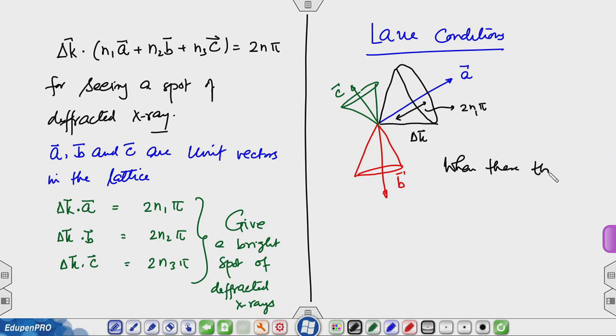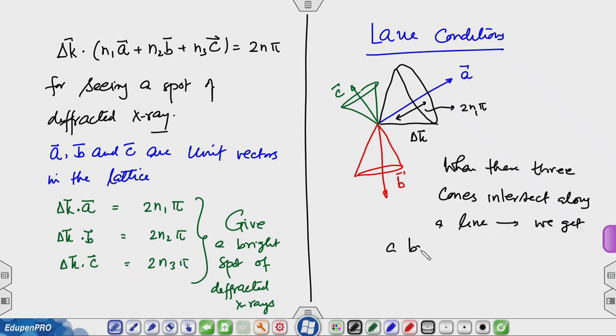When these three cones intersect along a line, we get a bright spot along that delta k. So, that is the way of looking at it. In this crystal, all delta k's are there, but as long as these conditions are not satisfied, you are not going to get a diffraction spot. You get it when all three conditions are satisfied simultaneously.